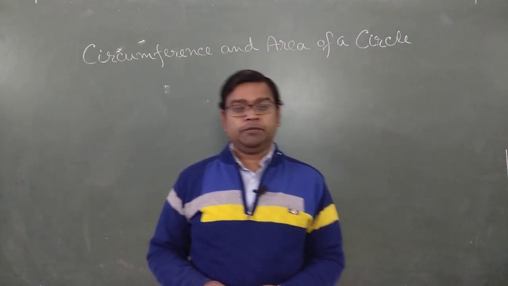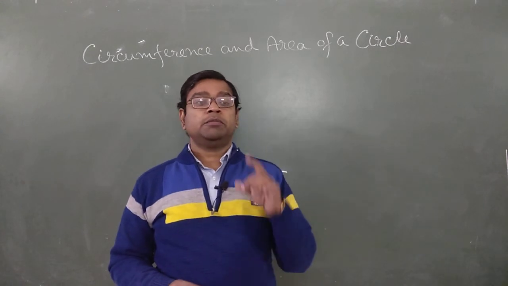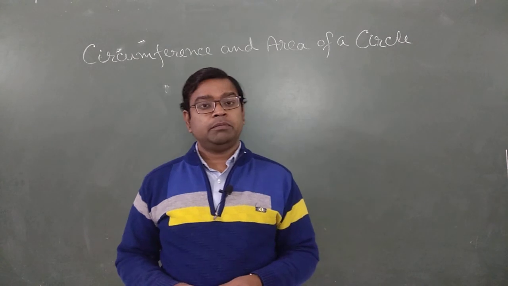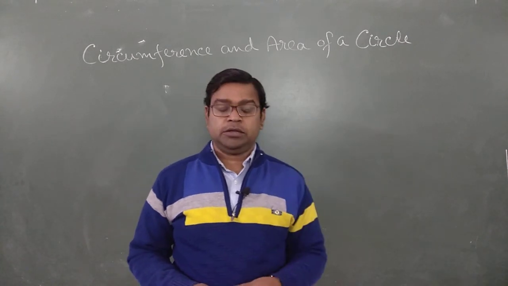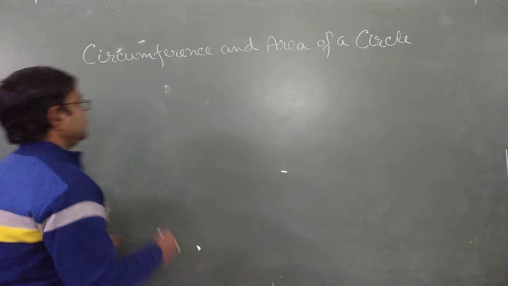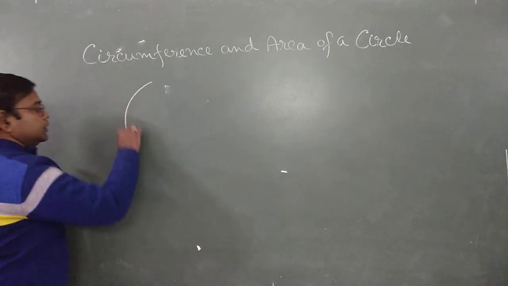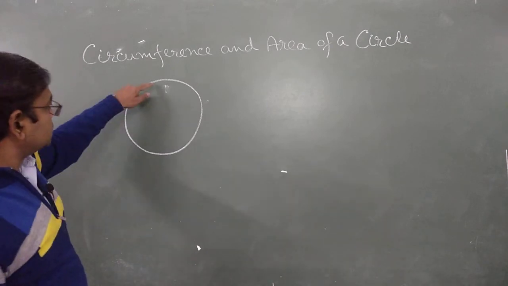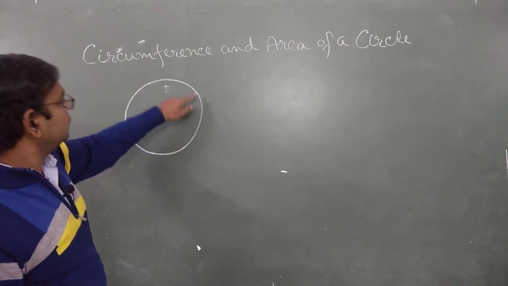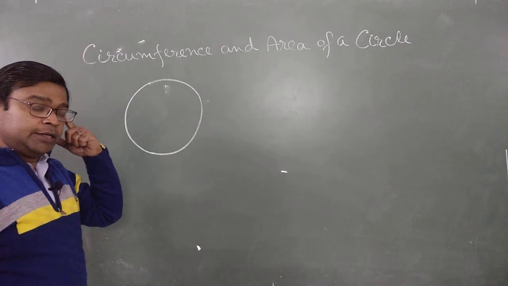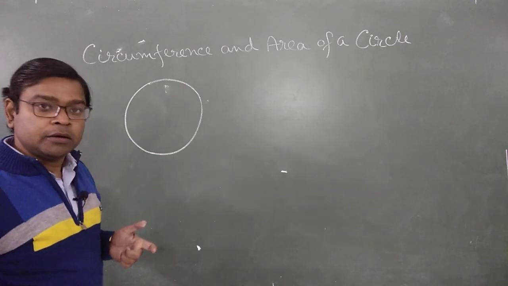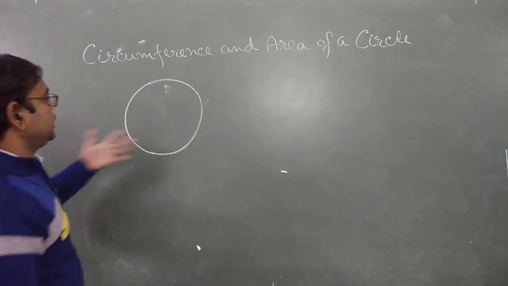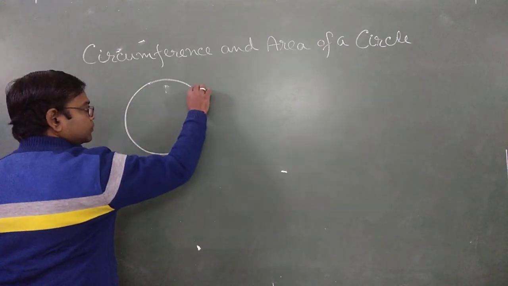What is the meaning of circumference? Circumference means the boundary of the space occupied by the given figure. In this case, it's a circle. Suppose this is your circle. The length of this curved line is known as your circumference. We have to choose any point and then start from it.